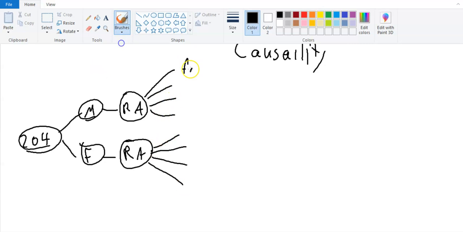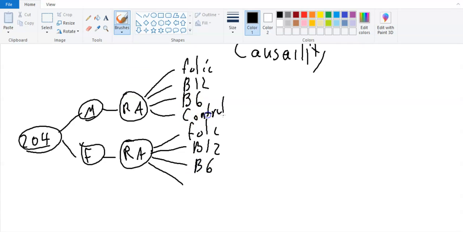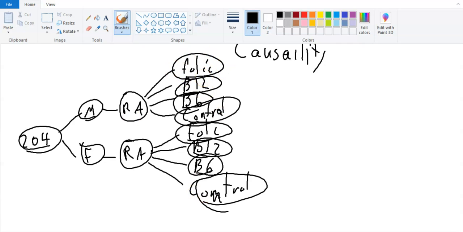So again, we have the folic acid groups, we have the B12 groups, we have the B6 groups, and we have the 2 control groups. And yes, you can have multiple control groups. So basically our experiment just doubled in size, right? Because we are essentially doing it twice, once for the males and once for the females.